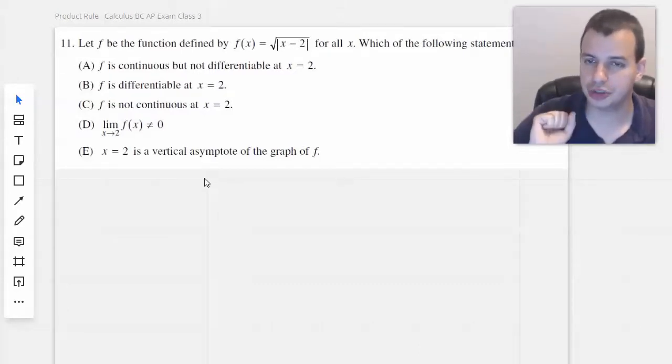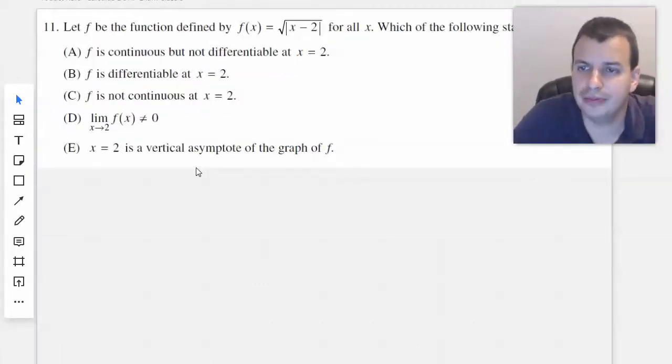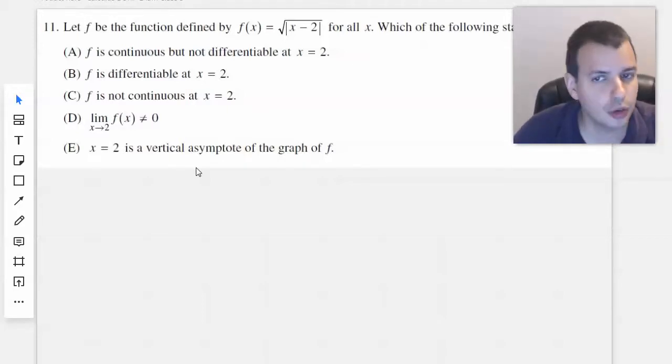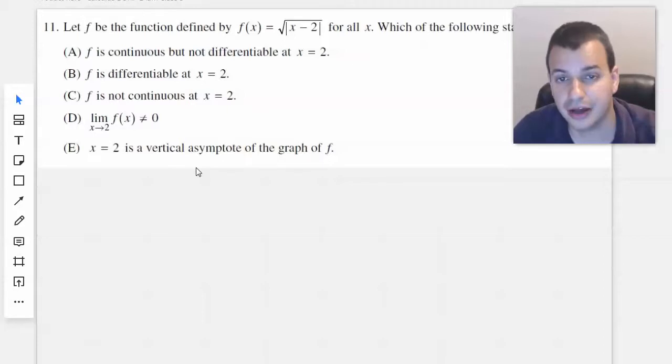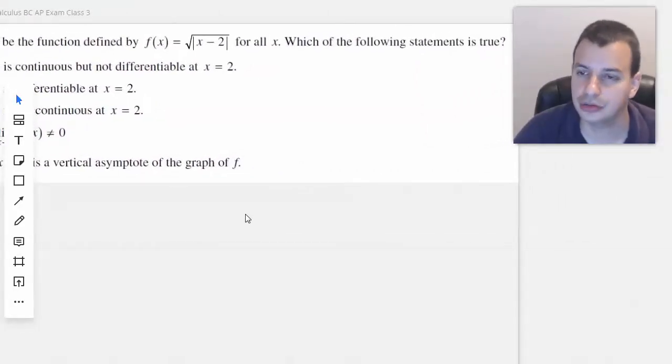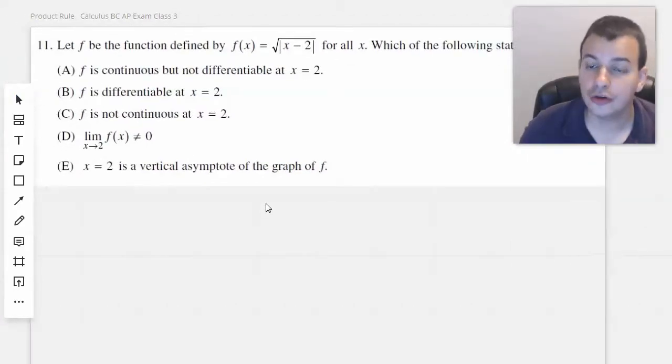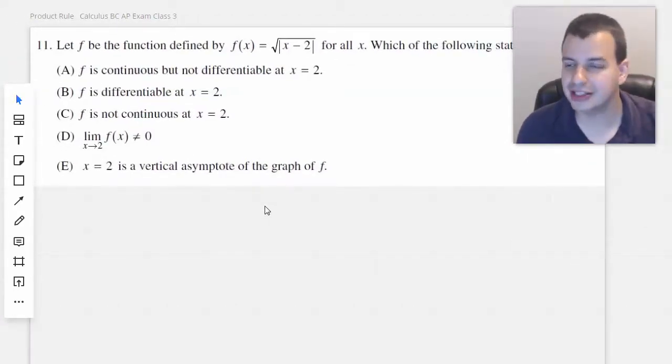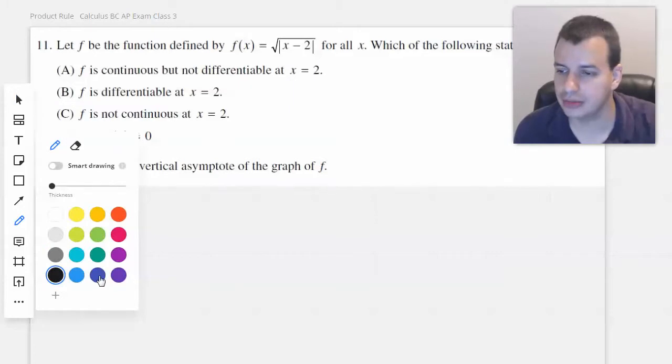So here's a kind of question we might get. Let f be the function defined by f of x equals square root of quantity absolute value of x minus 2, for all x. Which of the following statements is true? Okay, so first thing we need to do is visualize what this graph actually is, what it means.